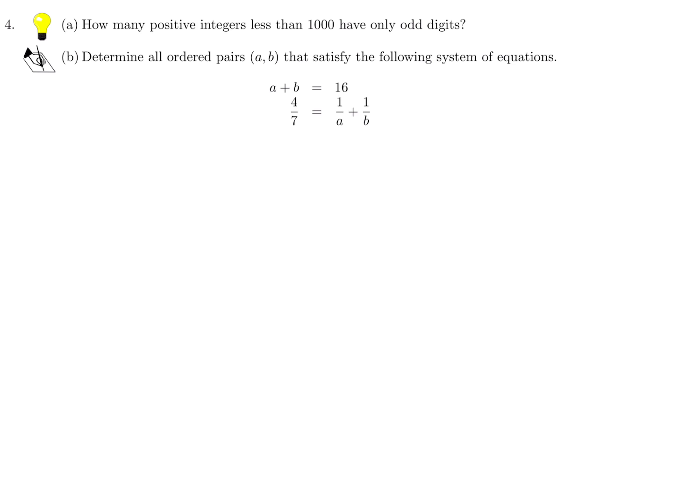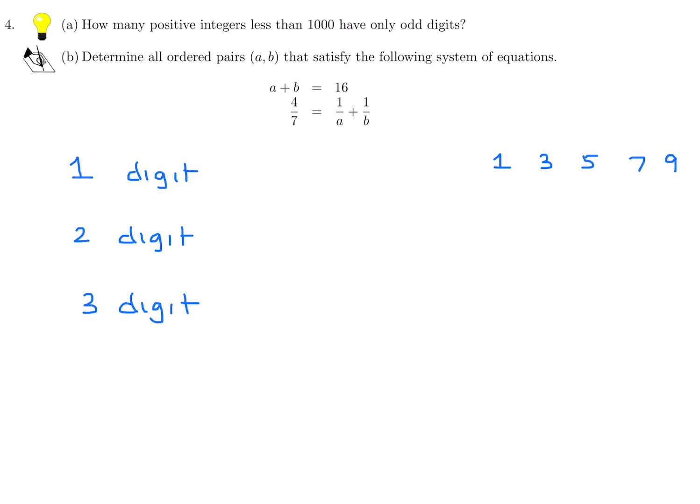How many positive integers less than 1,000 have only odd digits? All right, let's break this down into 1-digit numbers, 2-digit numbers, and 3-digit numbers. We can't go more than 3 digits because the numbers have to be less than 1,000. And the digits that we can use are 1, 3, 5, 7, and 9. Those are the only odd digits.